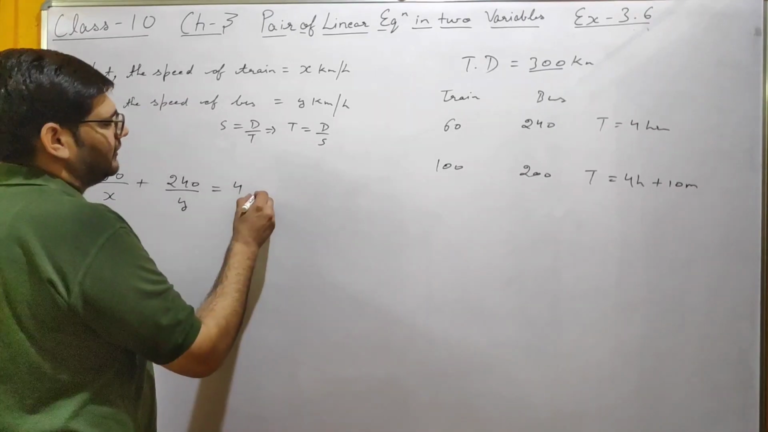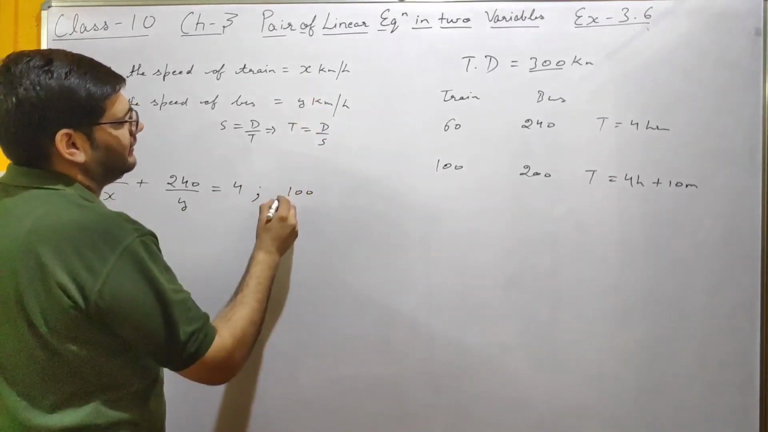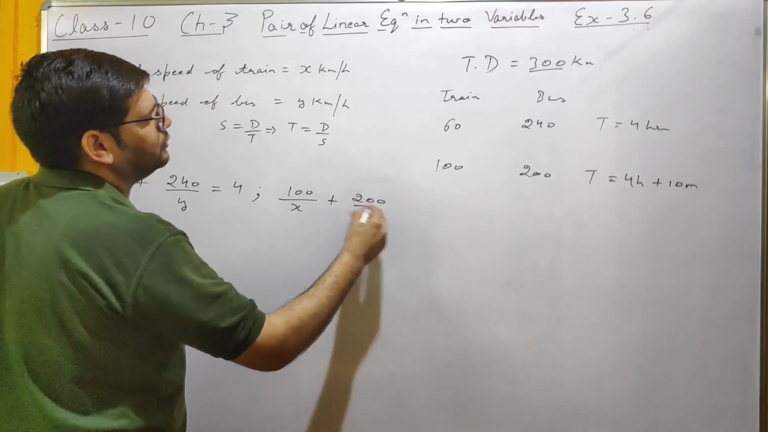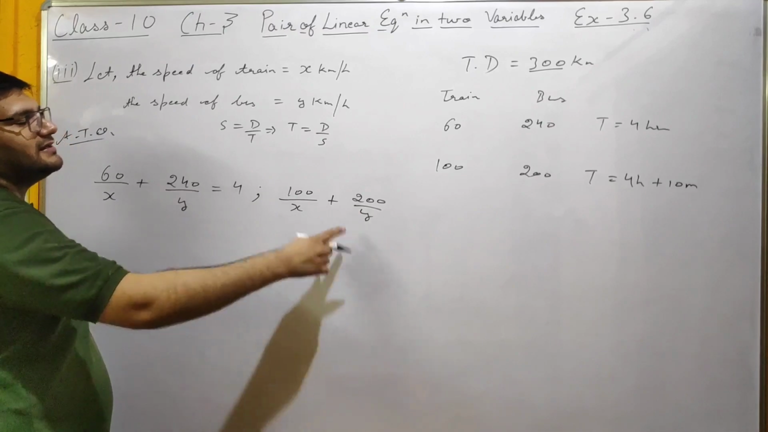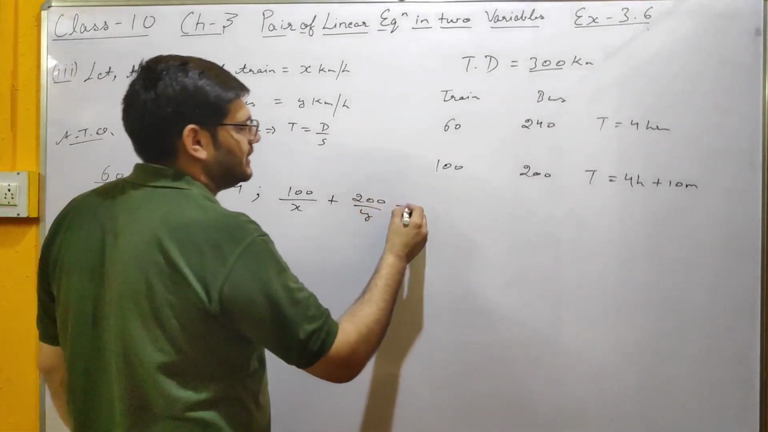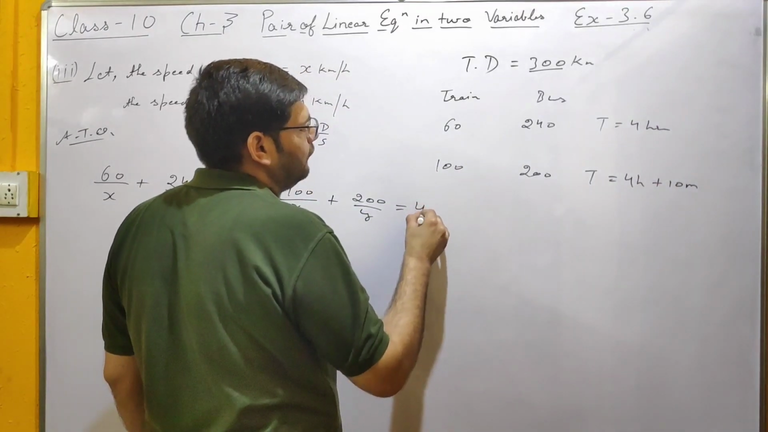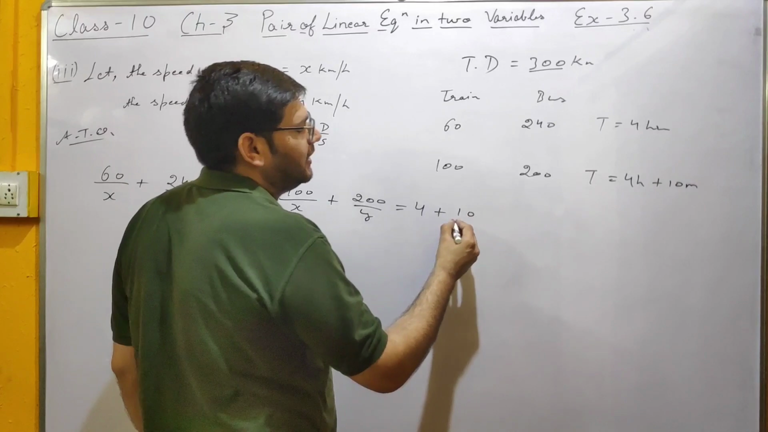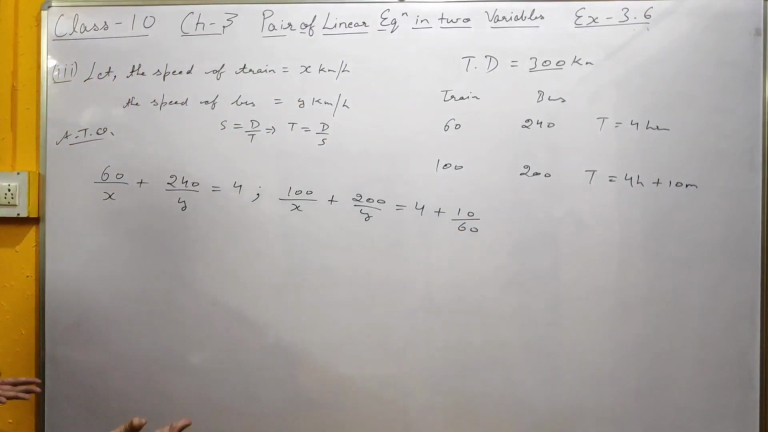Then the second equation. What is the distance in the second case? 100 by train, so 100 by x, plus what is left? 200 by bus, and the speed of the bus is y. Together it says she takes 10 minutes more, means 4 hours plus 10 minutes. So convert these minutes also into hours, divided by 60. Clear? So now we will just solve them.